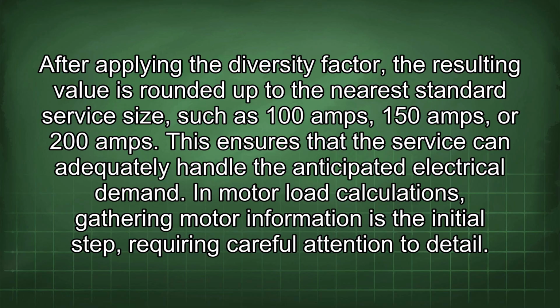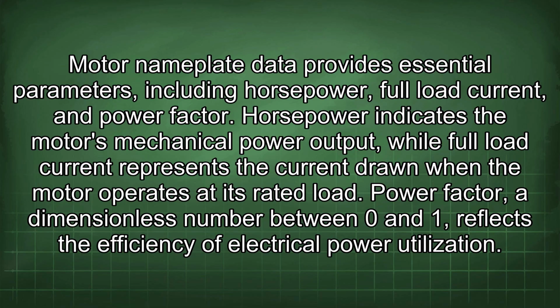In motor load calculations, gathering motor information is the initial step, requiring careful attention to detail. Motor nameplate data provides essential parameters, including horsepower, full load current, and power factor. Horsepower indicates the motor's mechanical power output, while full load current represents the current drawn when the motor operates at its rated load. Power factor, a dimensionless number between 0 and 1, reflects the efficiency of electrical power utilization.